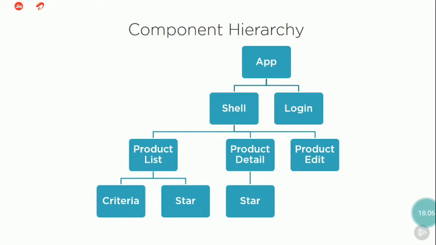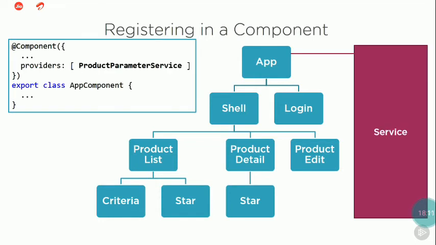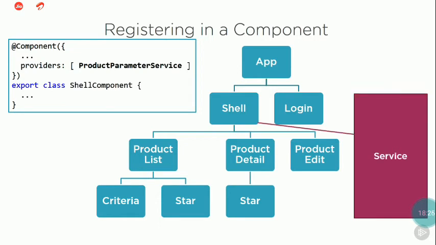If we register a service, such as our product parameter service, in the root app component, the service is accessible to it and every component under it in the component hierarchy. And since the app component is our bootstrap component, the registered service is retained for the lifetime of the application. If we register a service in the shell component, it is accessible to it and every component under it in the component hierarchy, but not the app component nor the login component, and it means that the service is retained only while the shell component is loaded.